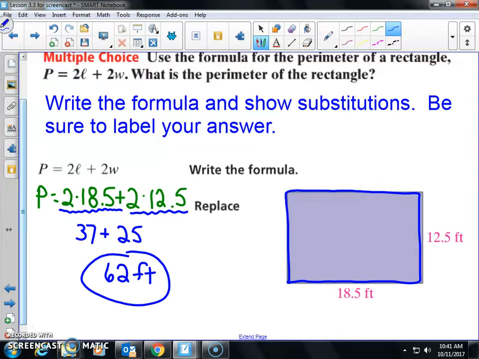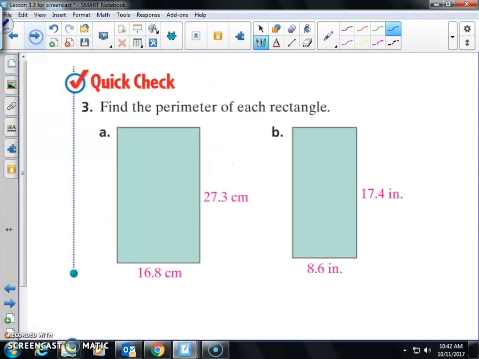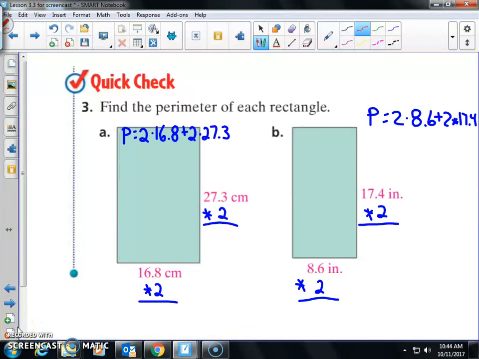And you'd get the same answer if you added up all 4 sides. So lots of ways to do that. Your job is to find the perimeter of these 2 any way you would like. Pause the video and then come back and check it out. Hopefully you've had time to try these.